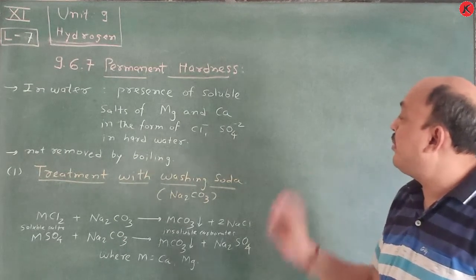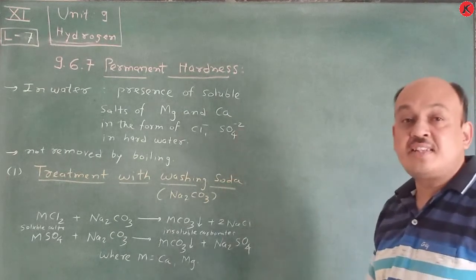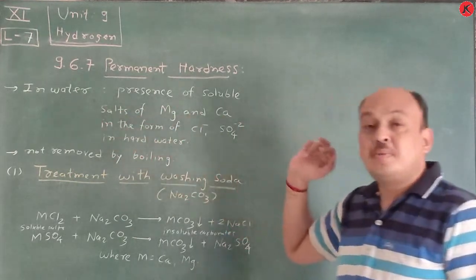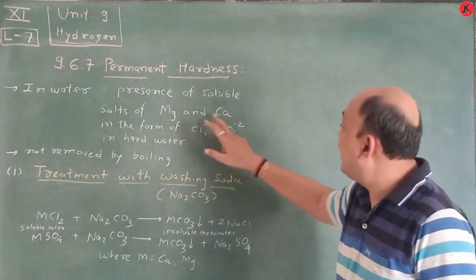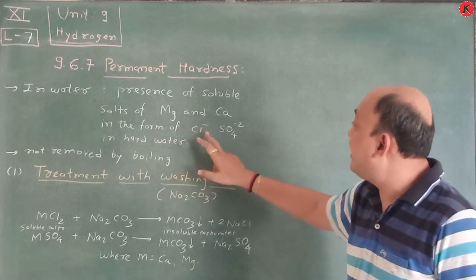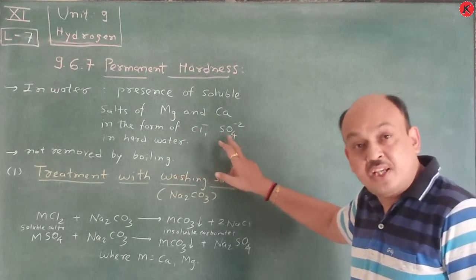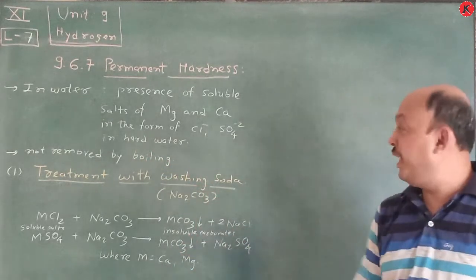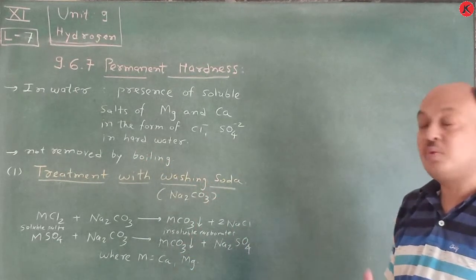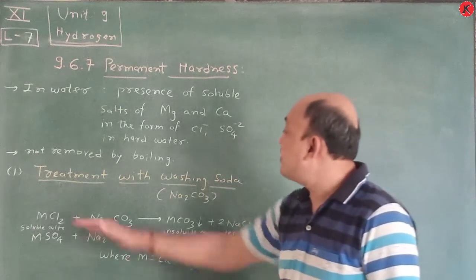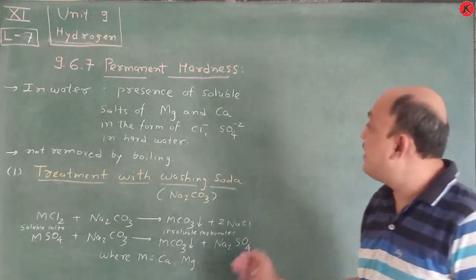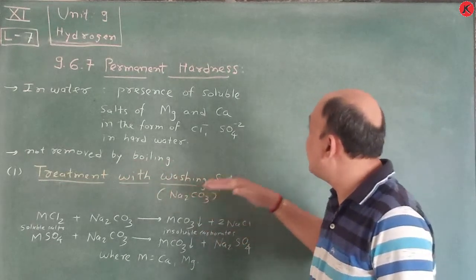So what do we have to perform here? In permanent hardness, according to your NCERT textbook, there is the presence of soluble salts of magnesium and calcium in the form of Cl minus, SO4 minus 2 in hard water. It is not removed by boiling. So here there are a total of three methods. First is treatment with washing soda. What is the meaning of this?